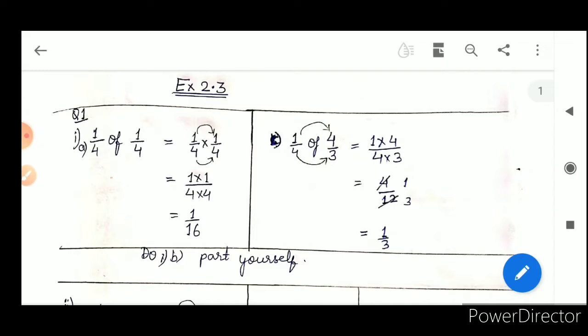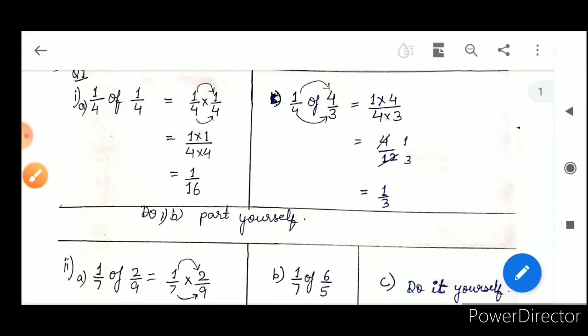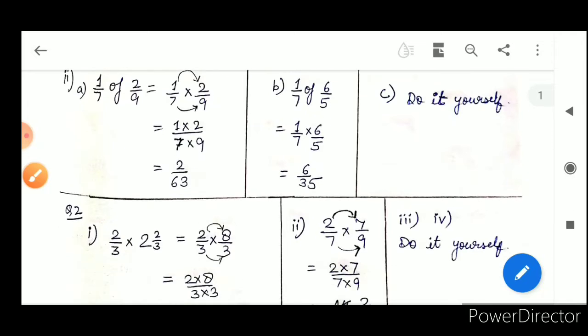Now here the first question is we have to find 1 by 4 part of 1 by 4. So first thing we need to do is replace "of" by multiplication, then apply the same process, multiply the numerators and denominators, and the answer will be 1 by 16. And in the second case also you have to do the same thing.